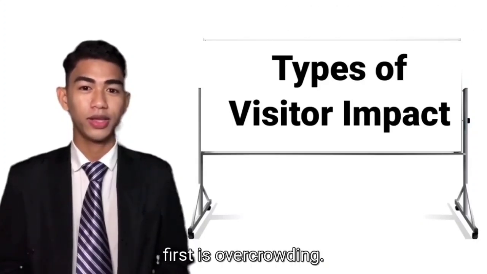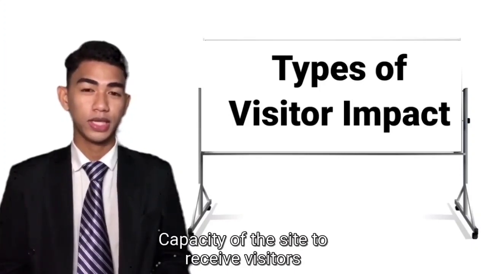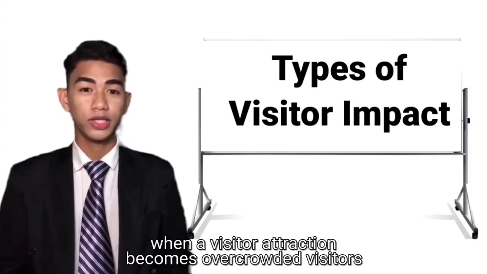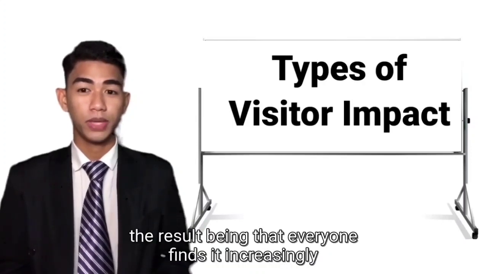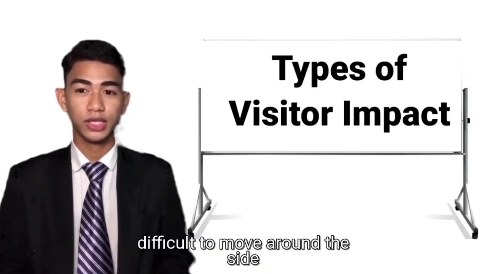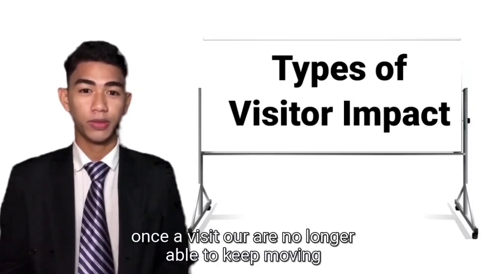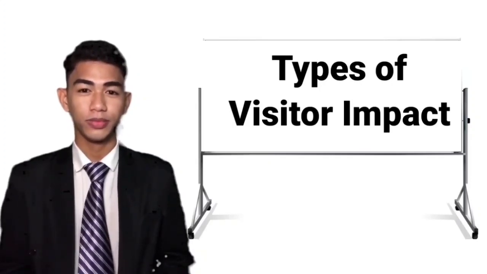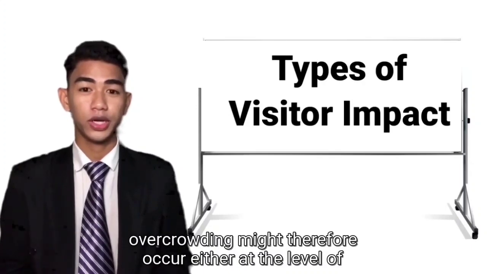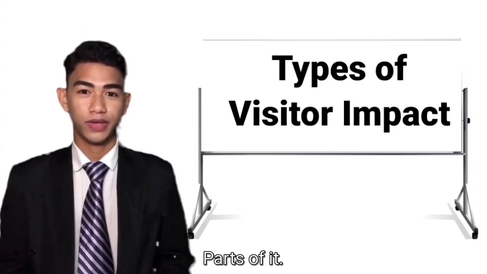First is overcrowding. The problem of overcrowding is highly dependent on the capacity of the site to receive visitors. When a visitor attraction becomes overcrowded, visitors begin to get under each other's feet. The result being that everyone finds it increasingly difficult to move around the site. Once visitors are no longer able to keep moving, queues will begin to form at bottlenecks. Overcrowding might therefore occur either at the level of the site as a whole or in particular parts of it.